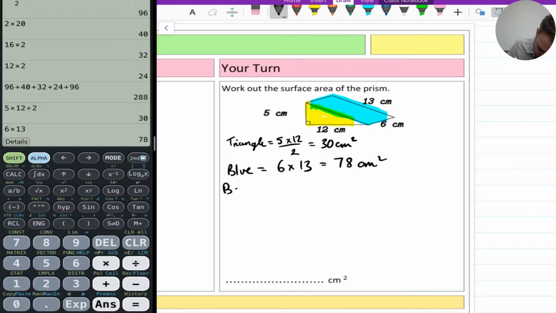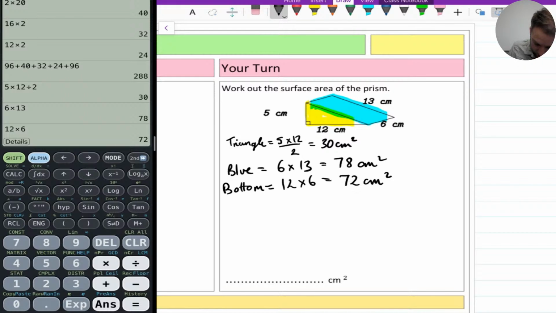Then you've got the bottom, which in this case is 12 across by 6 back. So 12 times by 6, which is equal to 72 centimetres squared. And then you've got the left-hand side, which is 5 up and 6 back. So 5 times by 6, which is equal to 30 centimetres squared.